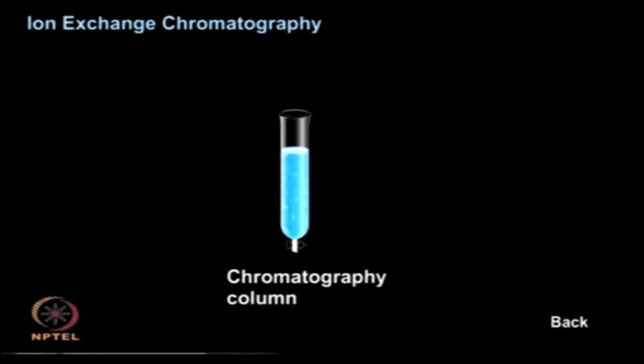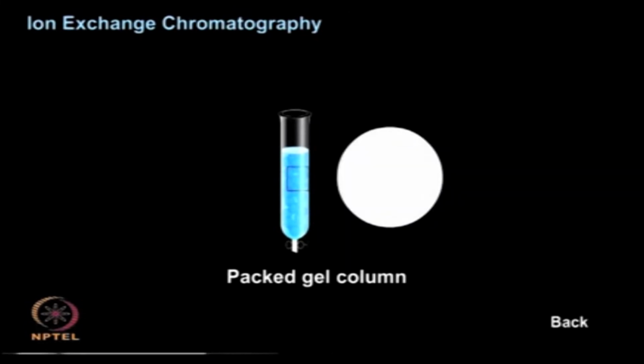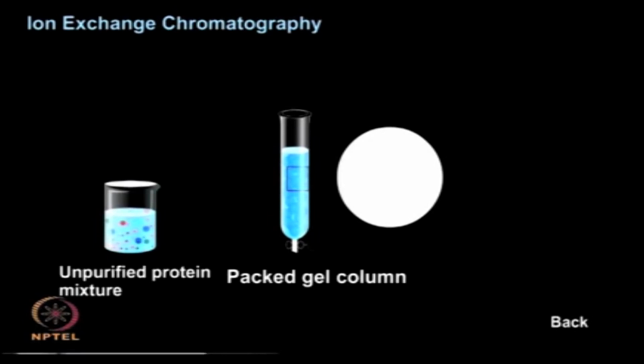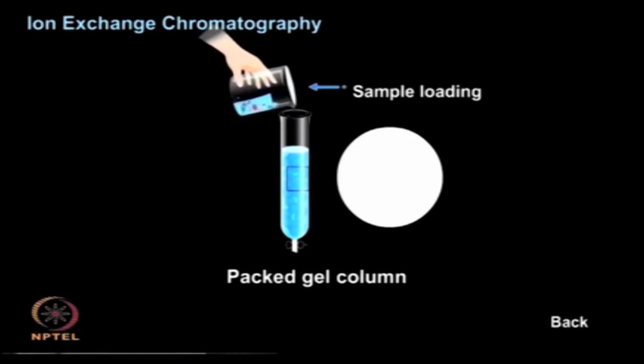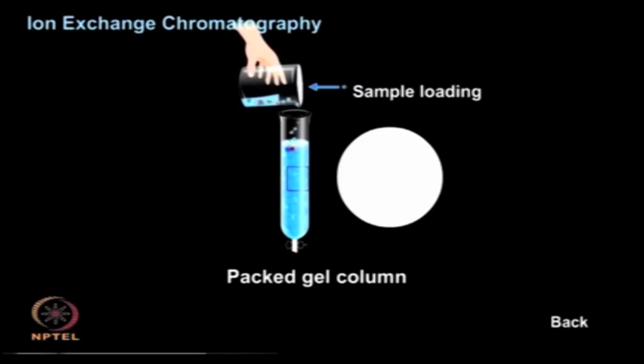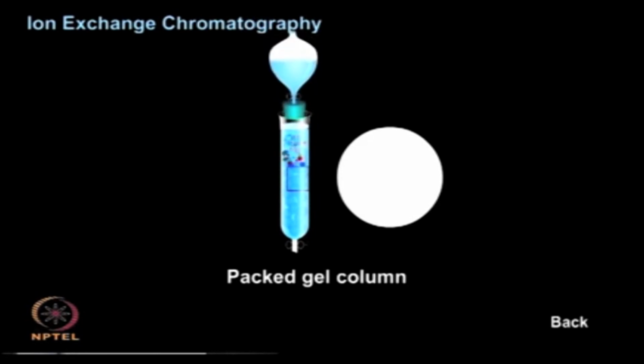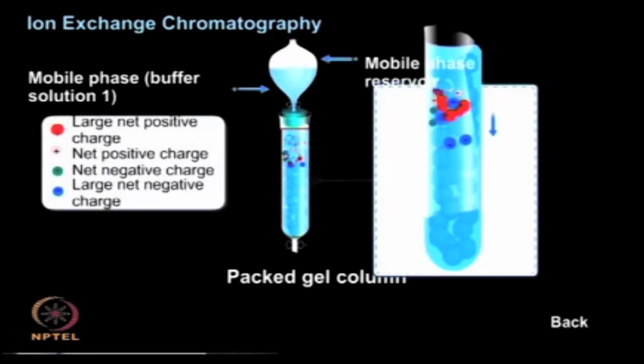The column is packed with a suitable cation or anion exchange resin depending upon the charge of the protein that needs to be bound to the column and purified. The anion exchange column is then loaded with the impure protein mixture consisting of various positively and negatively charged proteins. The column is eluted with a buffered solution of suitable pH such that the negatively charged molecules are removed from the column, while the positively charged molecules remain bound to the anion exchange resin.